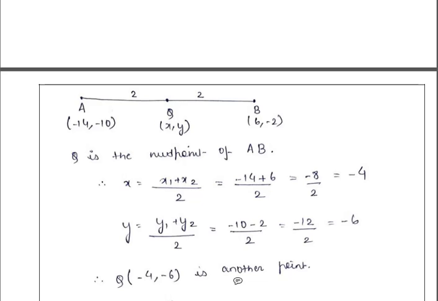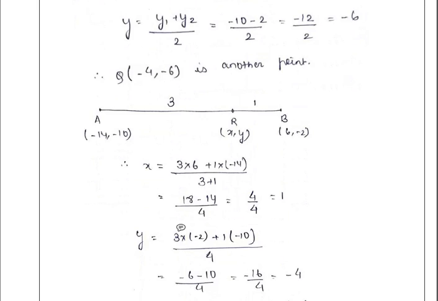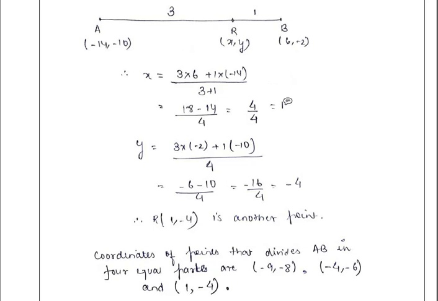इसके बाद P निकल गया, Q निकल गया, अब R निकालना है. So you shift to R. जब आप R निकालेंगे, this part RB is just one part, but AR is 3 parts. So you use the section formula again, put the values, x comes out to be 1, y comes out to be minus 4. In this way, the 3 points that are dividing your line are minus 9 comma minus 8, minus 4 comma minus 6 and 1 comma minus 4. तो ये हो गया 4 parts का question.